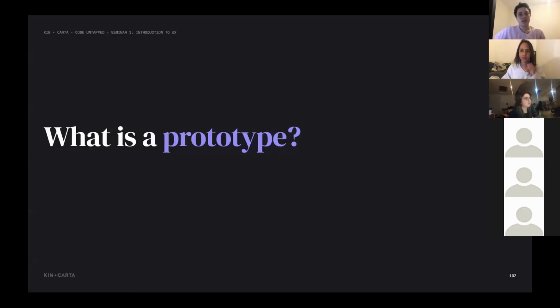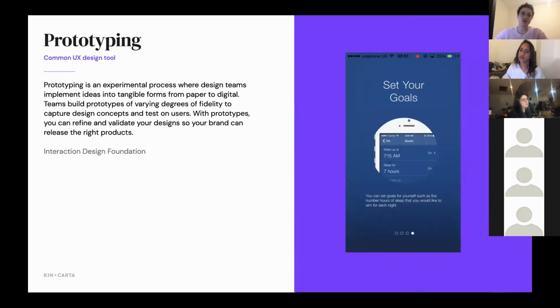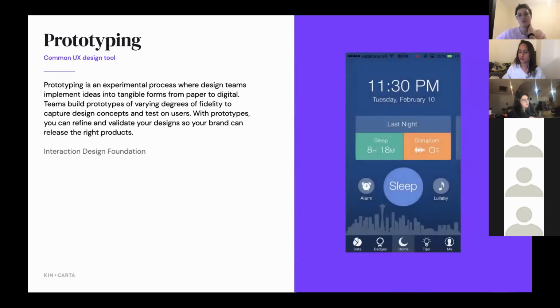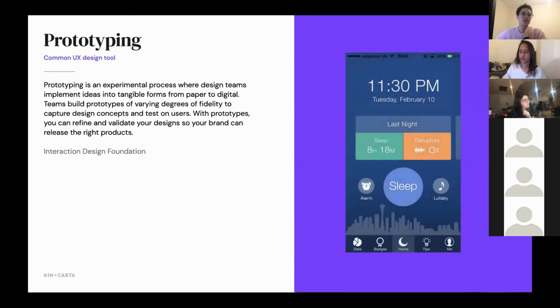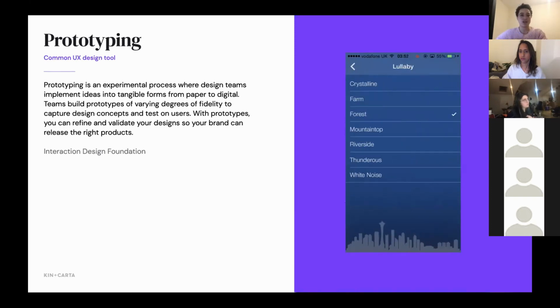So what is prototyping? So prototyping is an experimental process where design teams implement ideas into tangible forms from paper to digital. Teams build prototypes to varying degrees of fidelity to capture design concepts to test on users. With prototypes, you can refine and validate your designs so that your brand can release the right products. And the goal of a prototype is to test the products and product ideas before sinking lots of time and money into the final product. As designers, we should always consider prototyping from early on and encourage our clients to do so.